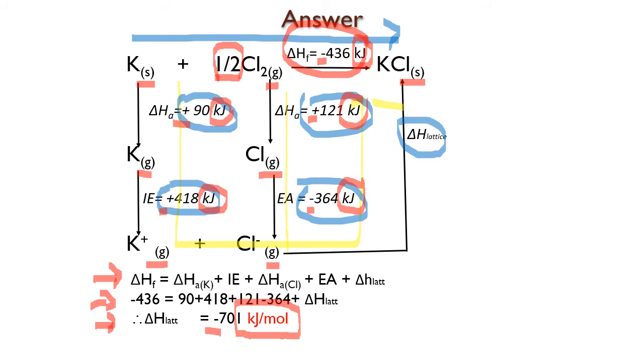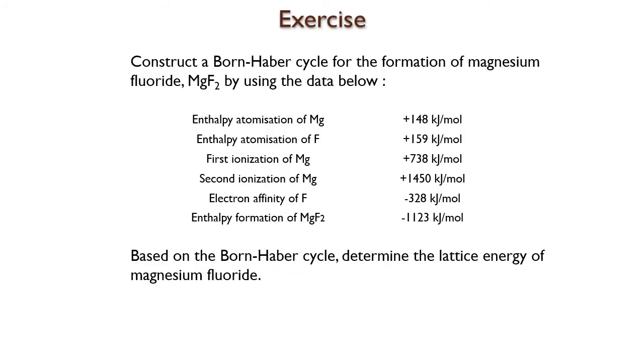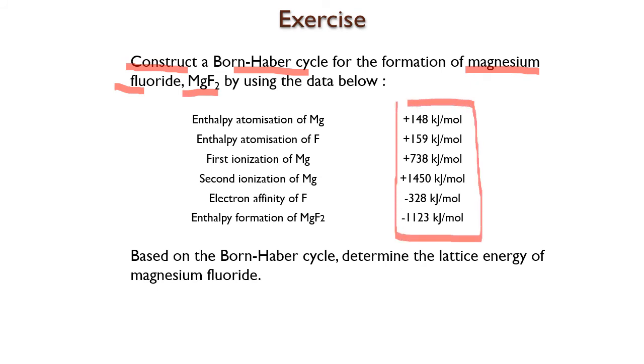Let's go for the other example. So now, construct the Born-Haber cycle for magnesium fluoride. If you notice, all the values given here are in kilojoule per mole. It refers to 1 mole. But while you form the Born-Haber cycle, the value that you write down is just positive 148 kilojoule. That's all. And then the final answer for the lattice energy is in kilojoule per mole. These are the rules and regulations when answering this question.